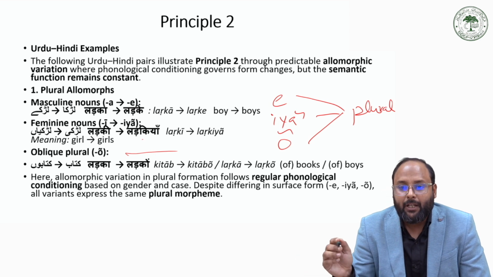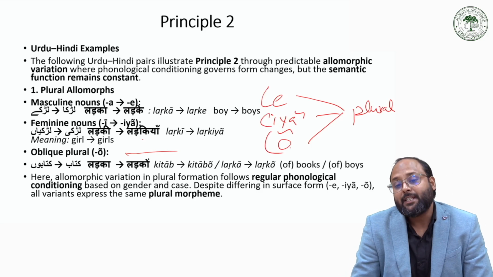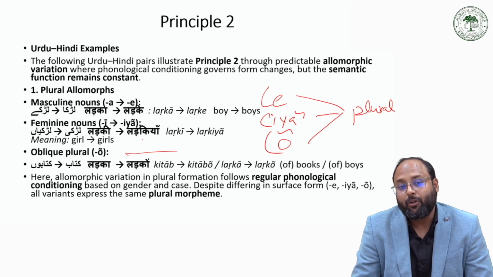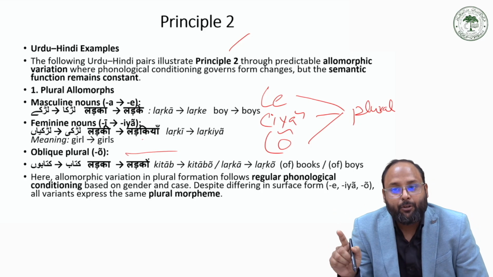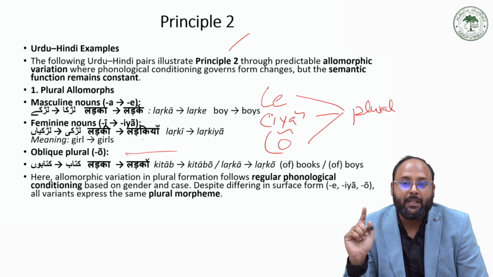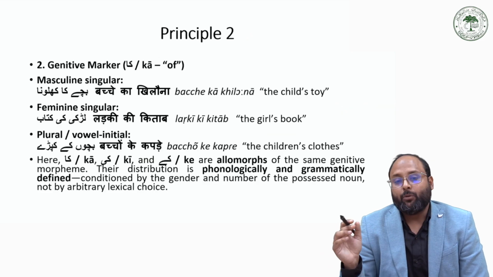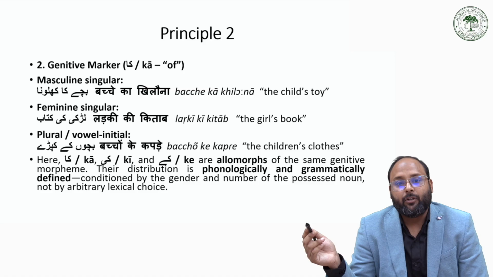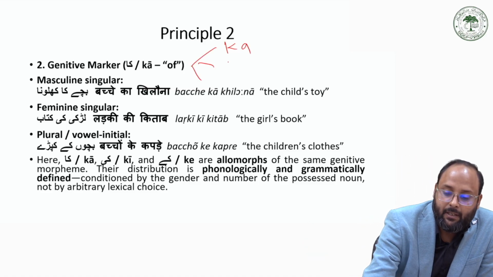So these are the regular plural morphemes, but we have different representations of the plural morpheme, and they give the same meaning of plurality. So it is an example from Urdu Hindi for principle two. Principle two says we have different phonemic forms, but the meaning or the function should be the same. So in Urdu Hindi we have another allomorph: ka has three representations, that is ka, ki and ke.